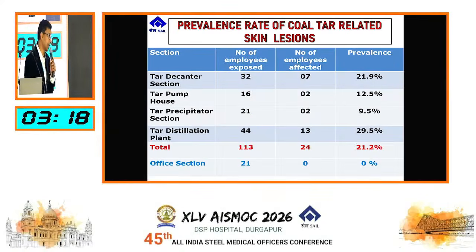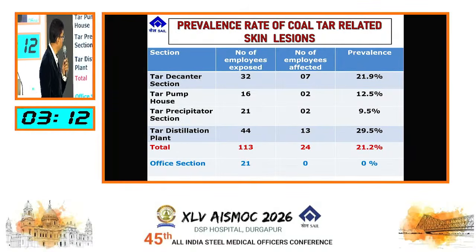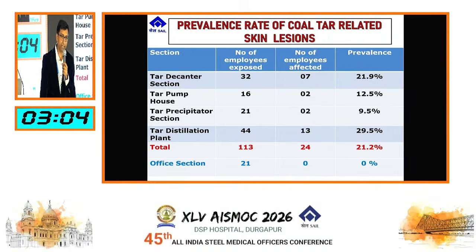This slide shows the prevalence rate of skin diseases among employees exposed to coal tar in various sections of coke oven. The overall prevalence rate was 21.2%. Now, this is quite high. It means 1 in every 5 employees suffered from skin disease due to exposure to coal tar.